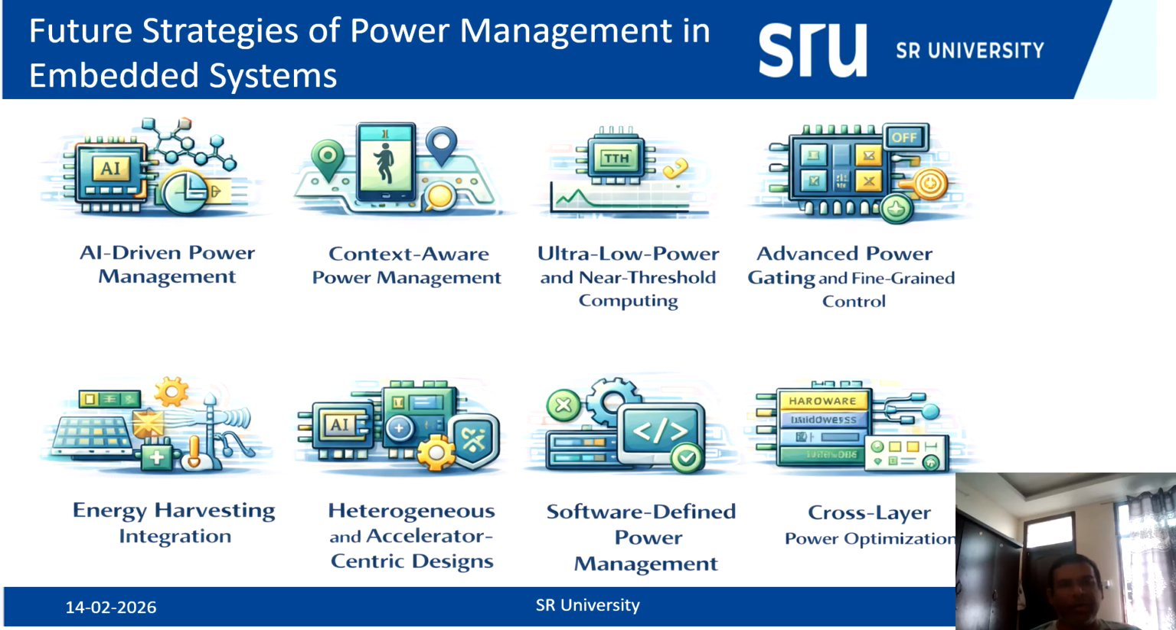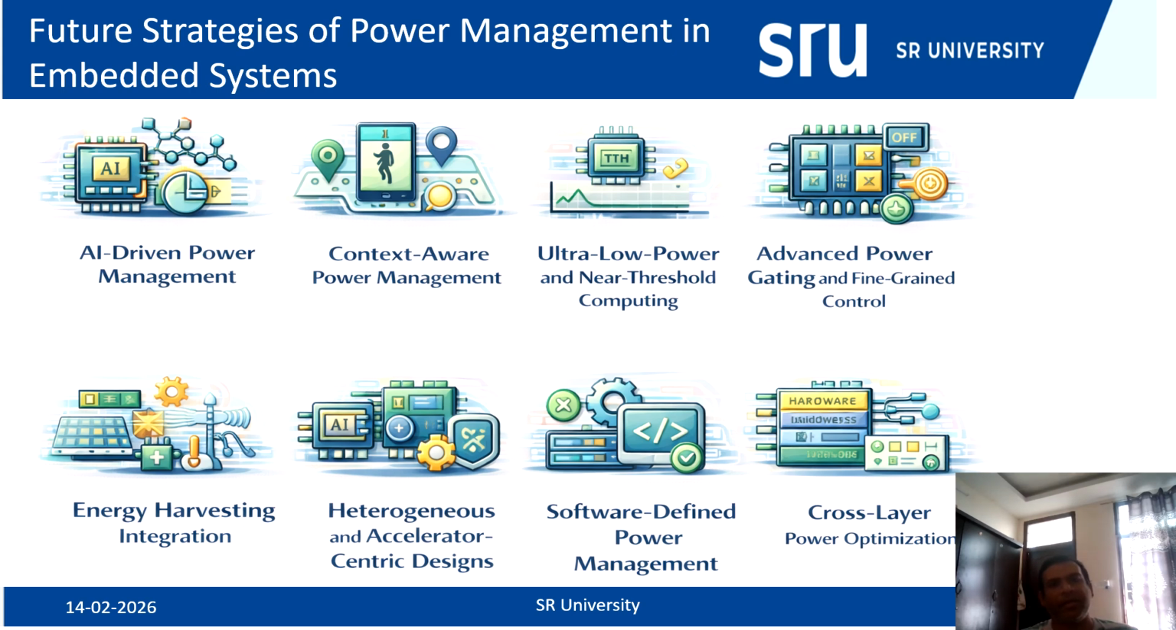Coming to point number four, that is advanced power gating and fine grained control. Future systems will implement fine grained power gating where individual functional blocks, cores, or even submodules can be powered on or off independently. This granular control may minimize the leakage power and enable aggressive energy savings, especially in multi-core and heterogeneous architectures.